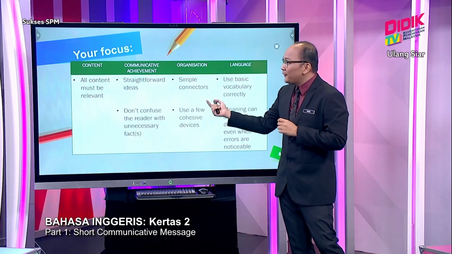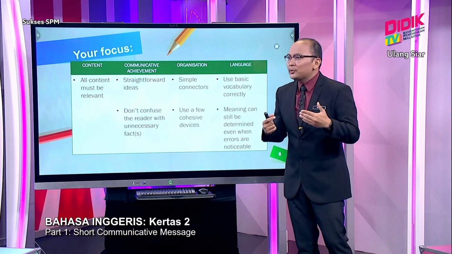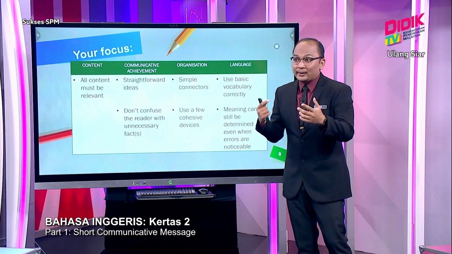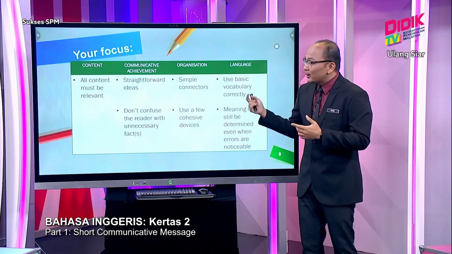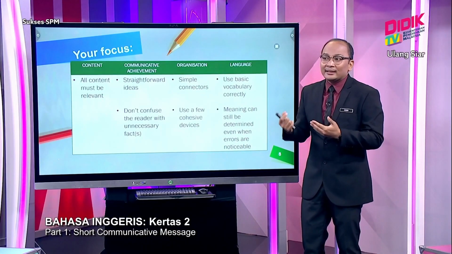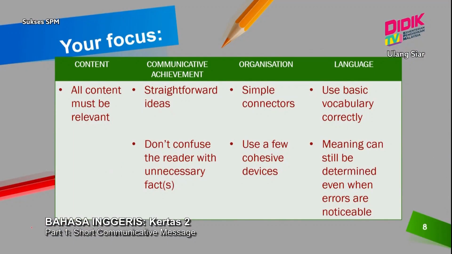And also for communicative achievement, use straightforward ideas. Don't go beating around the bush or writing nonsense, because for part 1 you need to be just straightforward. Do not try to elaborate so much because that may take more time, which is a factor because we need to write 3 parts. Also under communicative achievement, don't confuse the reader with unnecessary facts. The things which are unnecessary, please don't put them there.